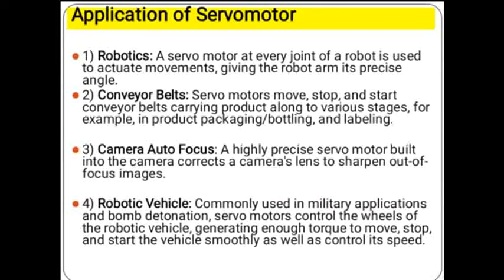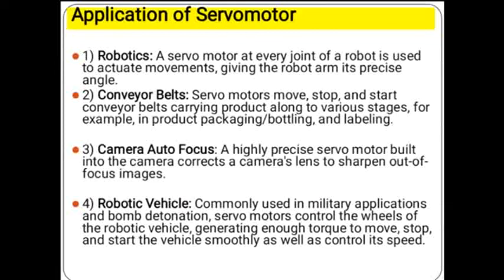In the servo mechanism, you can also observe that a gearbox is connected to the motor. The main aim or main function of connecting the gearbox is to reduce the RPM and increase the torque. So this is the main phenomenon of servo mechanism and servo motor.